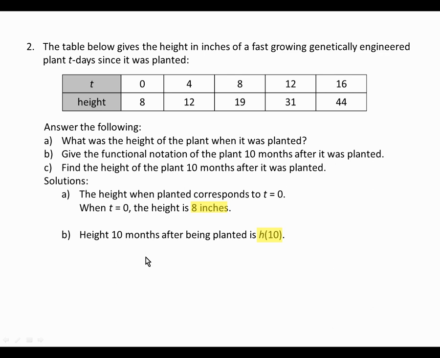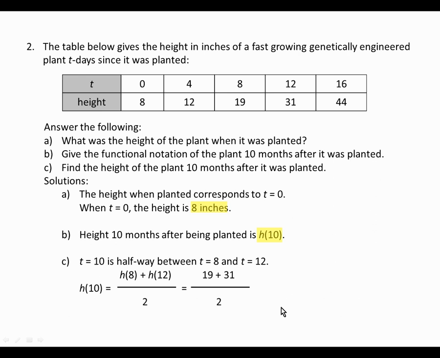And now for part C, I have to figure out the height of the plant 10 months after it's planted. That means I want h of 10. Now 10 is halfway between 8 and 12, right? 8 plus 12 is 20, 20 divided by 2 is 10. So I am halfway between. So I need to find the average value of 19 and 31. So h of 10 is going to be h of 8 plus h of 12 over 2. So 19 plus 31 all over 2. 19 plus 31, I get 50 over 2, 25 inches. So the plant was 25 inches tall 10 months after it was planted.